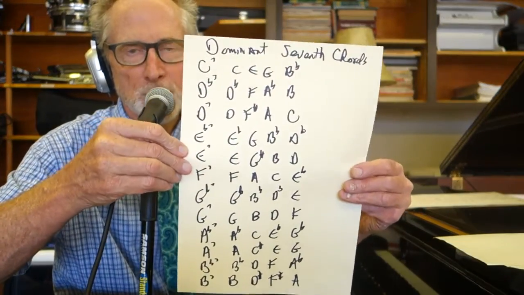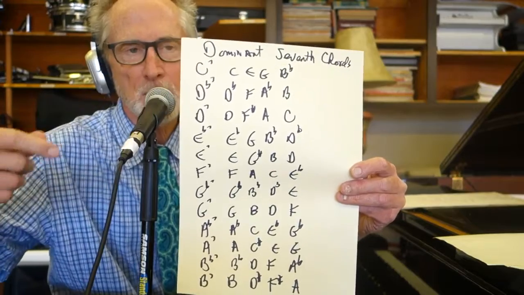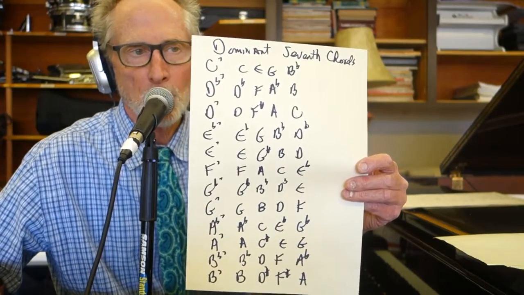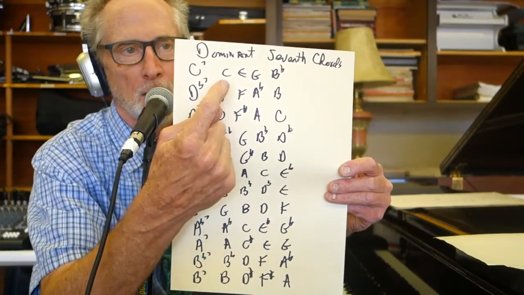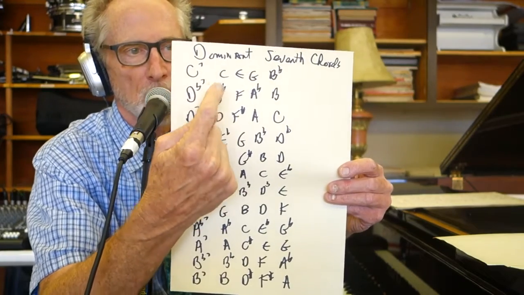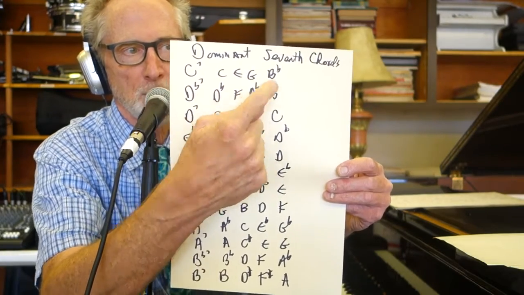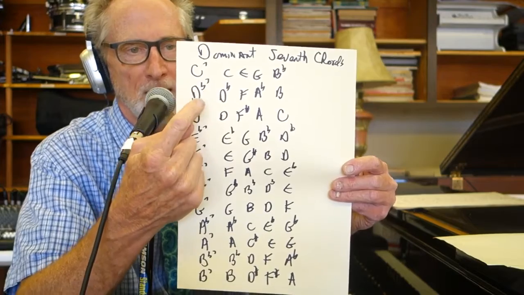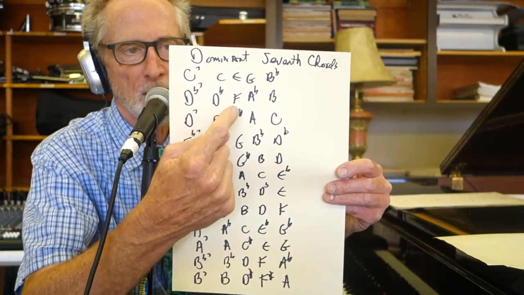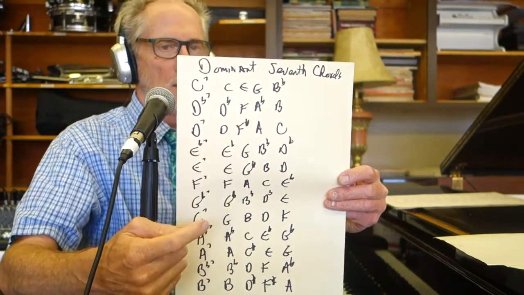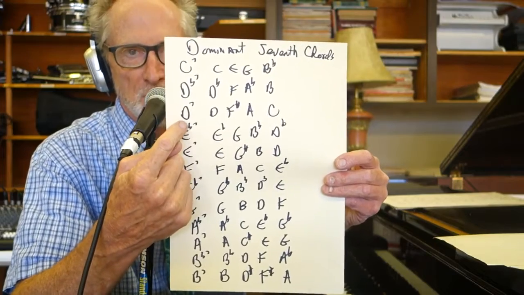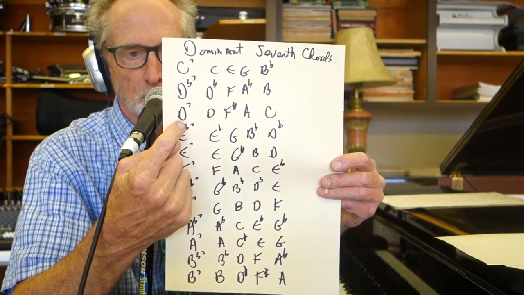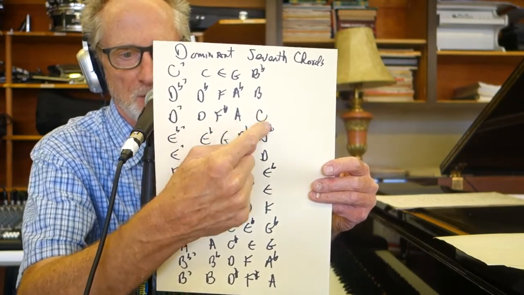Dominant 7th chords. Your chord symbol is C with a 7 in the upper right-hand corner. All right, now begin writing. C dominant 7th: C, E, G, B flat. D flat dominant 7th: D flat, F, A flat, B. Okay, D dominant 7th: D, F sharp, A, C.